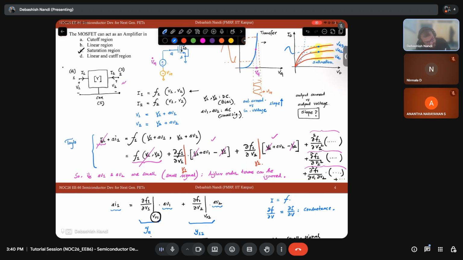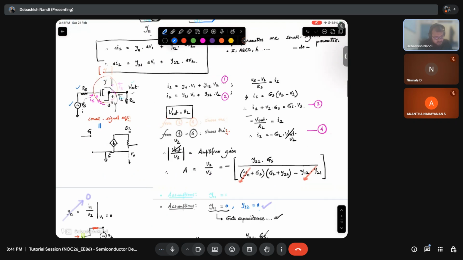Please be thorough with this. If you are planning to do higher studies, this is one single tool that you have to be very thorough with. Taylor series expansion. You will keep encountering infinite series every time, believe me, whether you are doing harmonic distortion analysis, periodic steady state, or anything for that matter. Fine, let's move on.